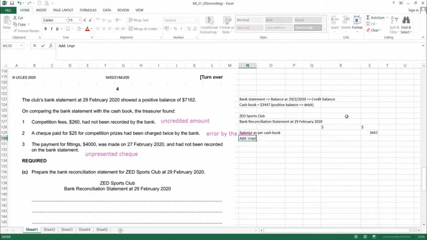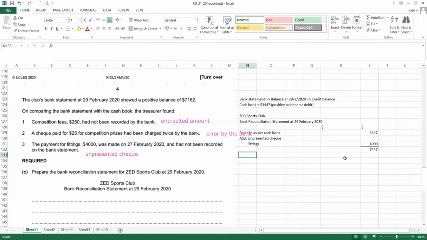Add unpresented check. So in here, this is an unpresented check. So what is the item? Write down what the item is meant for. Payment for fitting. So you can see I put fitting. Just put some description to show it. And because this is only one amount, we put in 4,000 into the second column. If you have two amounts, then you show the subtotal in here, and the detail in here.